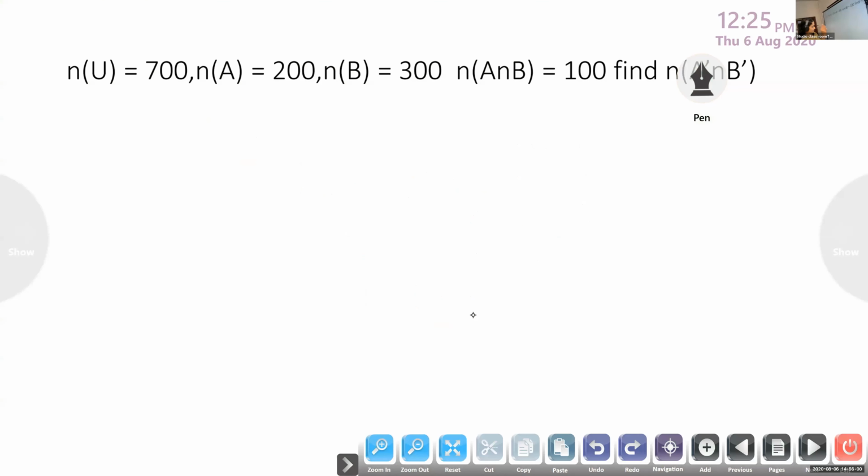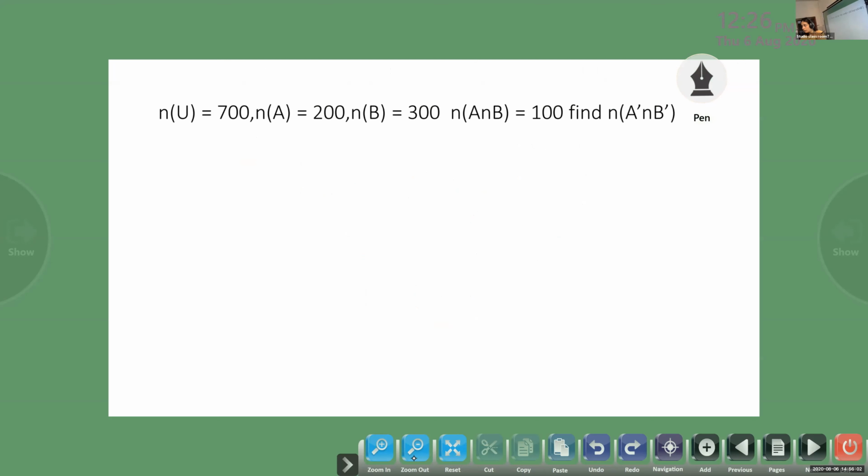Write the next one. Okay, children, read the next one. If n of U is 700, n of A is 200, n of B is 300, n of A intersection B is 100, find n of A dash intersection B dash. A dash intersection B dash.